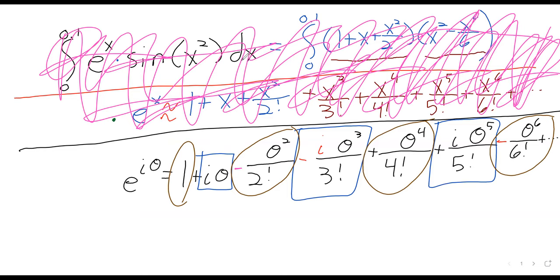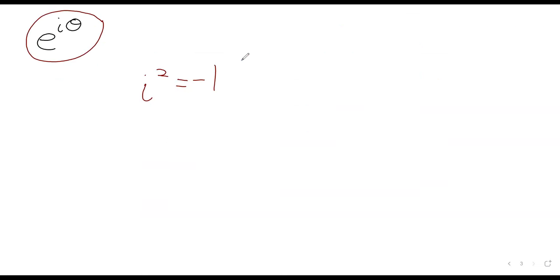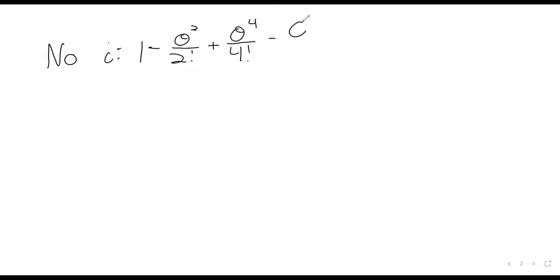Well, there's a 1, and then there's a minus theta squared over 2 factorial, and there's a plus theta to the 4th over 4 factorial, and there's a minus theta to the 6th over 6 factorial. And this is hopefully looking familiar to you.